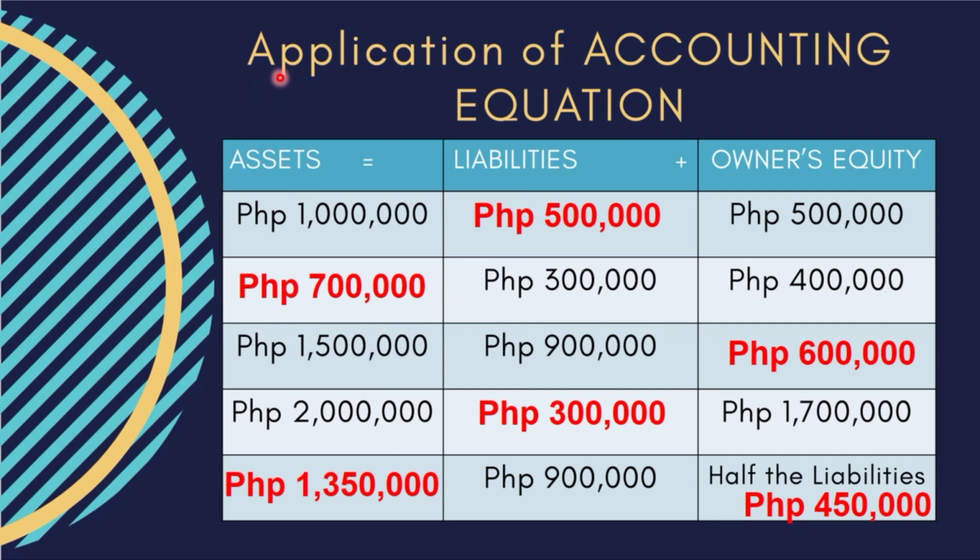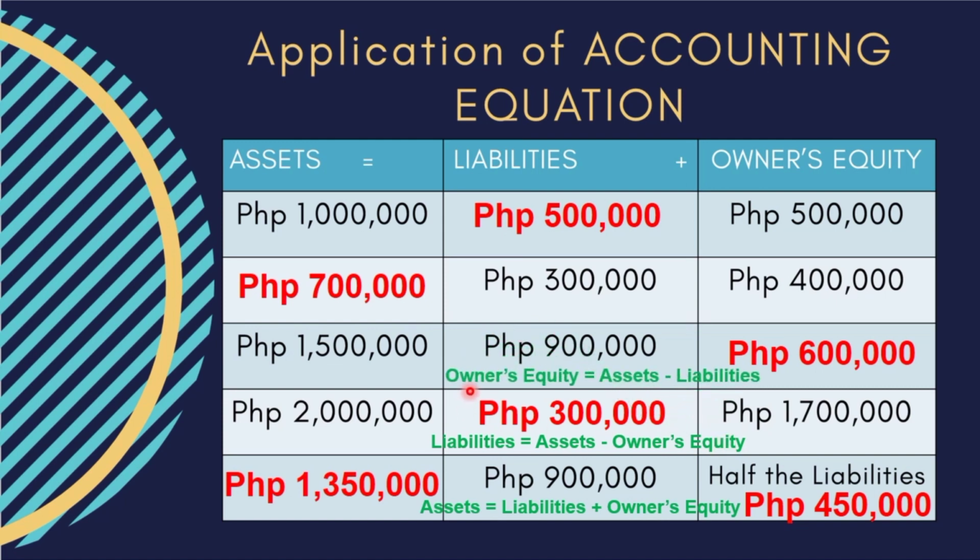So the important reminders in the application of accounting equation is that we should know the three basic accounting equations. First, assets equals liabilities plus owner's equity. Second, liabilities equals asset minus owner's equity. And the last one is owner's equity equals assets minus liabilities. And we should always remember that the accounting equation is always balanced.